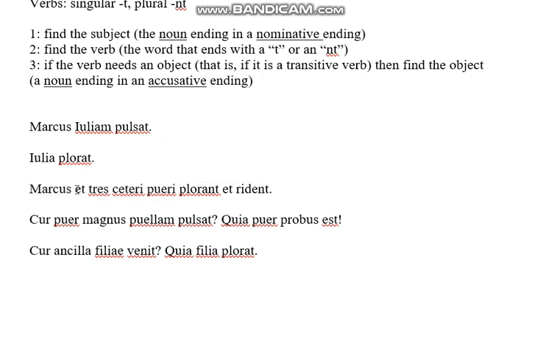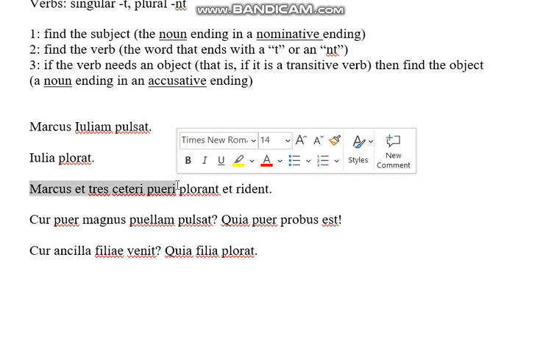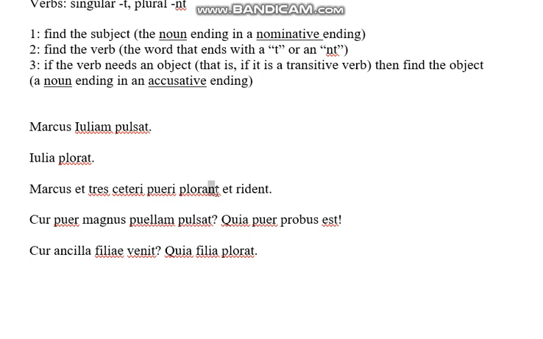All right. So Marcus and 3 other boys, plorant. So we have the nt there. It's nt because of the fact that we're talking about a total of 4 people here, Marcus and 3 other people. So therefore, plorant has to be plural. So it ends in nt, so we know that it is a plural word, and therefore Marcus and 3 other boys cry. Does cry need an object?